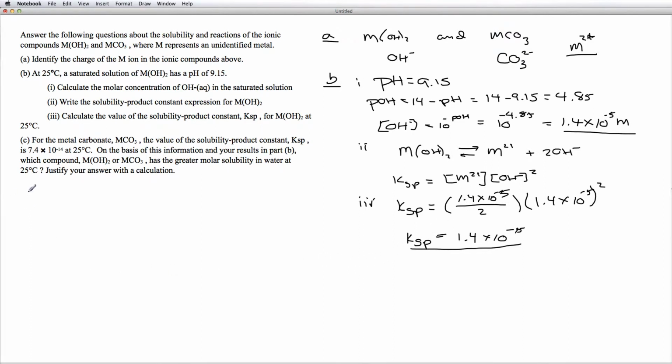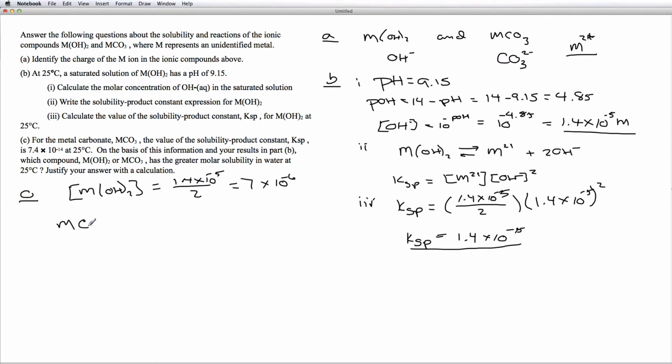So in part C, which we'll do over here, we've already calculated the molar solubility of the M2+, or the M(OH)2, is equal to 1.4 times 10 to the minus 5th divided by 2, which is 7 times 10 to the minus 6. So now we have to find the solubility of the MCO3.